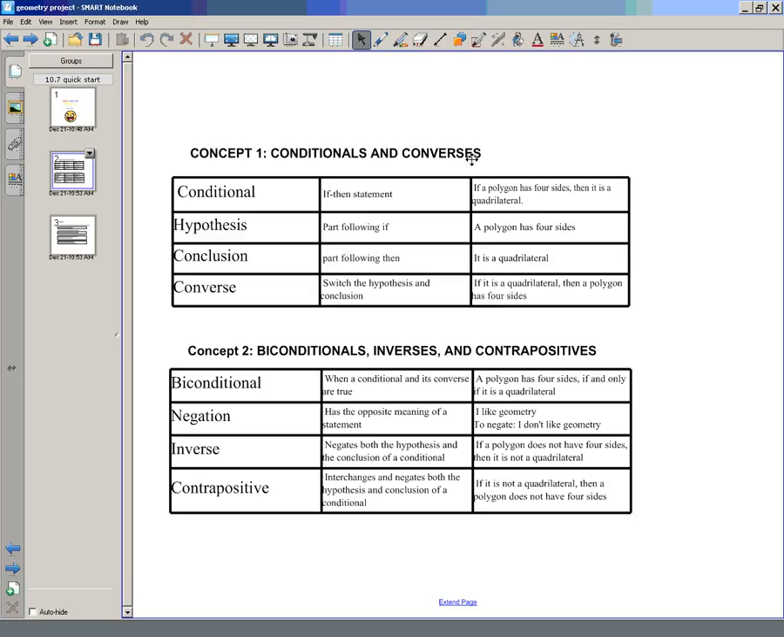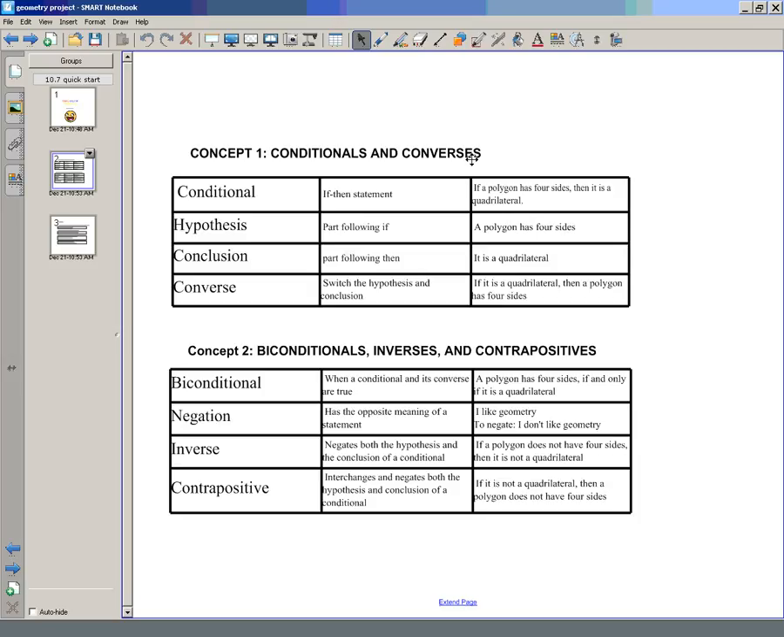The hypothesis is the part following if. So in the sentence, that would be, a polygon has four sides. The conclusion is the second part of the sentence, which is the part following then. So an example of that is, it is a quadrilateral.